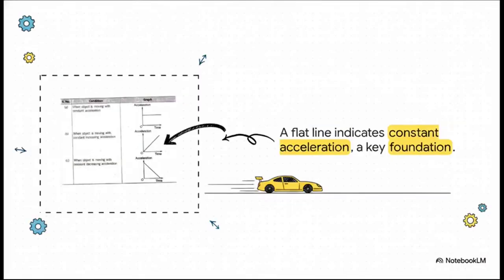Finally, let's look at an acceleration time graph. Here, a flat horizontal line means the acceleration itself is a constant, steady number. It isn't changing. We can also map out acceleration increasing over time with an upward slope or decreasing with a downward slope. But for introductory physics, that flat line, representing constant acceleration, is absolutely the most important foundational concept to grasp. It sets the stage for everything that follows.